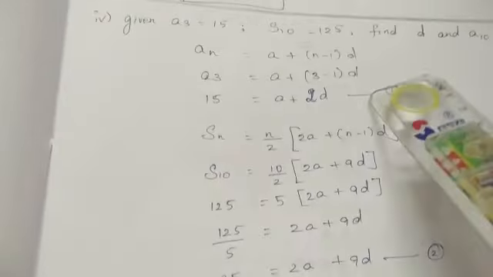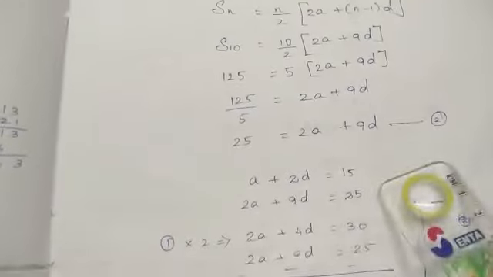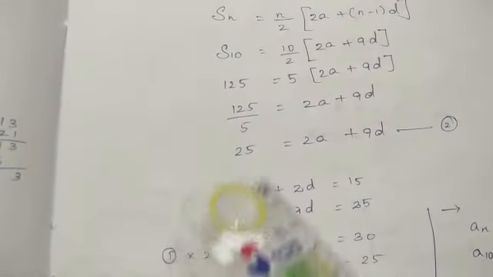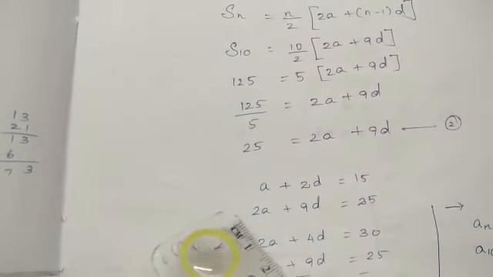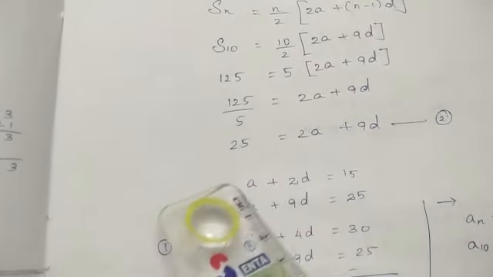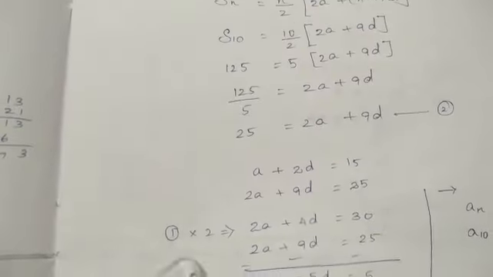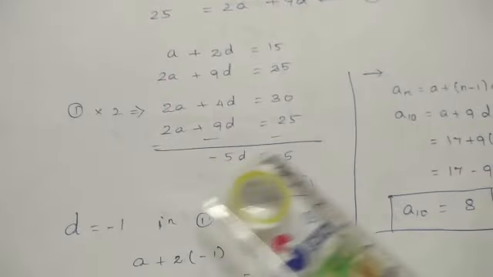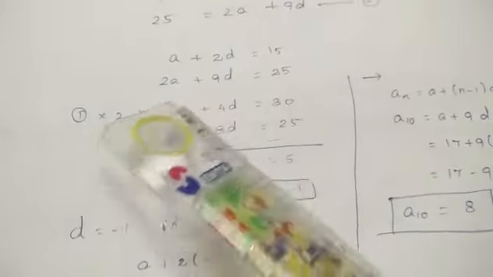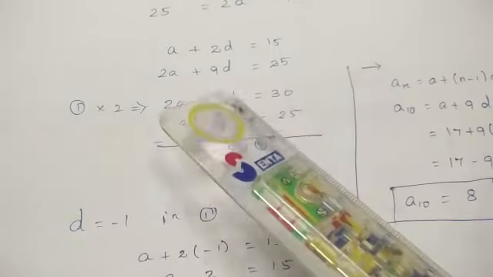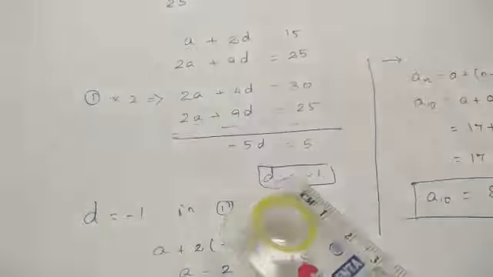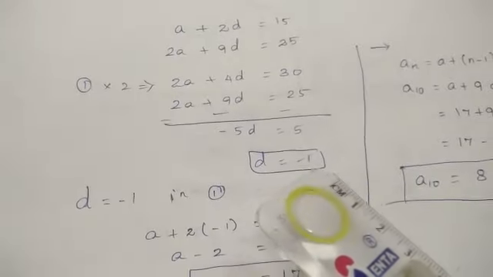Now you are getting two equations, so use the elimination method. Here a plus 2d equal to 15, and 2a plus 9d equal to 25. You have to bring one equation to the same coefficient, so the first equation can be multiplied throughout by 2. So 1 into 2: 2a plus 4d equal to 30, and 2a plus 9d equal to 25. Change the sign. 2a minus 2a cancels. 4d minus 9d is minus 5d. 30 minus 25 is 5. So d equal to minus 1.